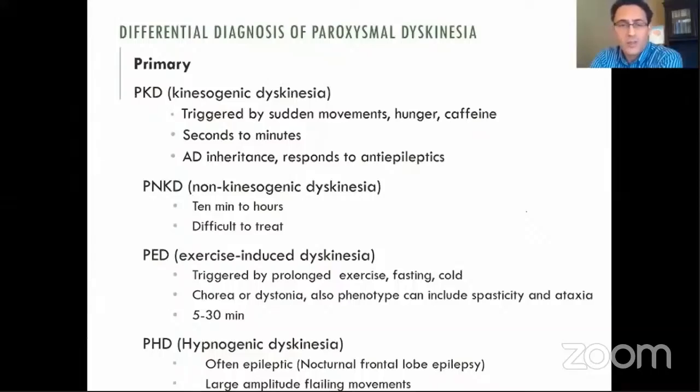The fourth category, paroxysmal hypnogenic dyskinesia, which often happen during sleep, are now thought to be primarily epileptic and being some form of nocturnal frontal lobe epilepsy, because they are associated with large amplitude flailing movements.